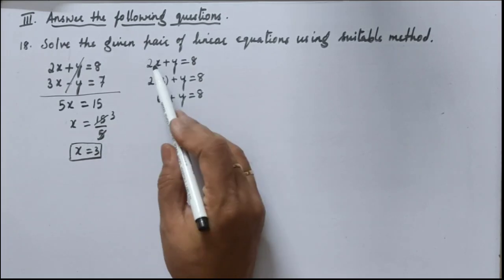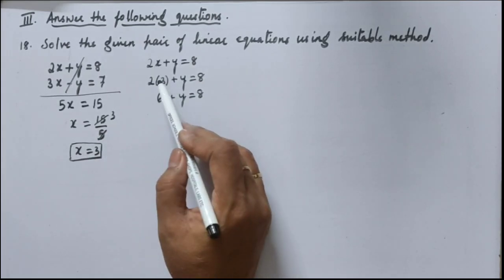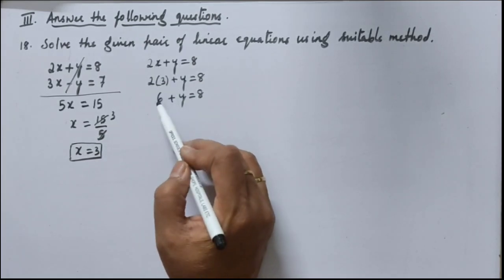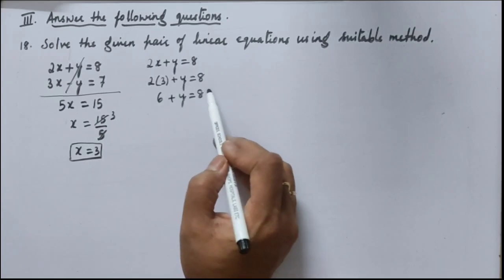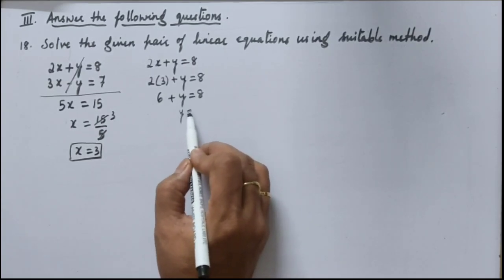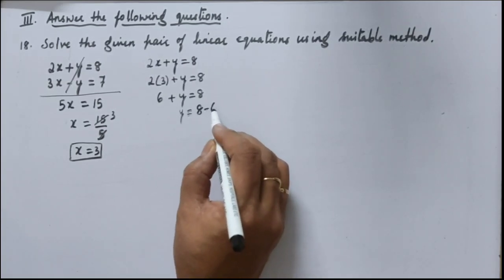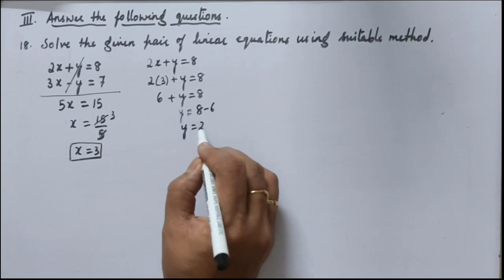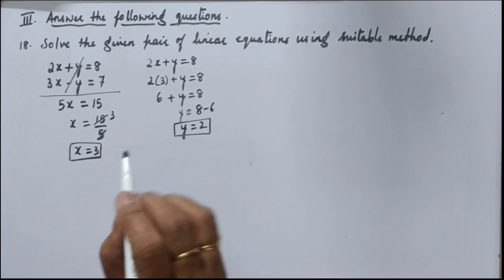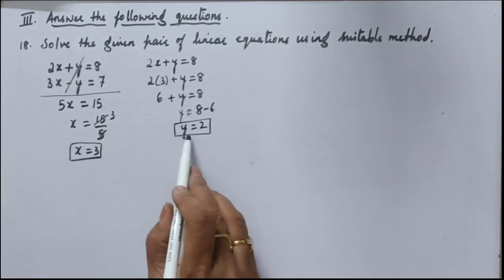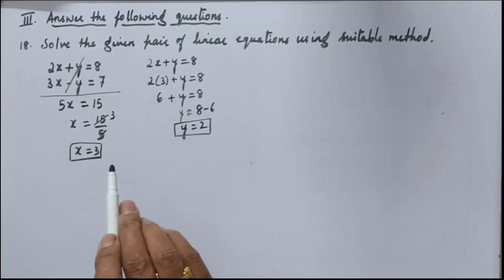That means I have substituted the value of x as 3 here. 2 threes are 6, I've got. Let me take 6 to the other side, that is on the right hand side. 8 minus 6, y is equal to 2. So I got the value of x equals 3 and y equals 2.